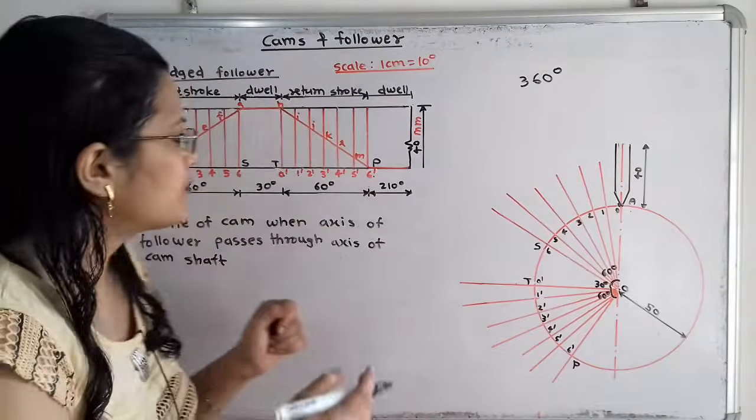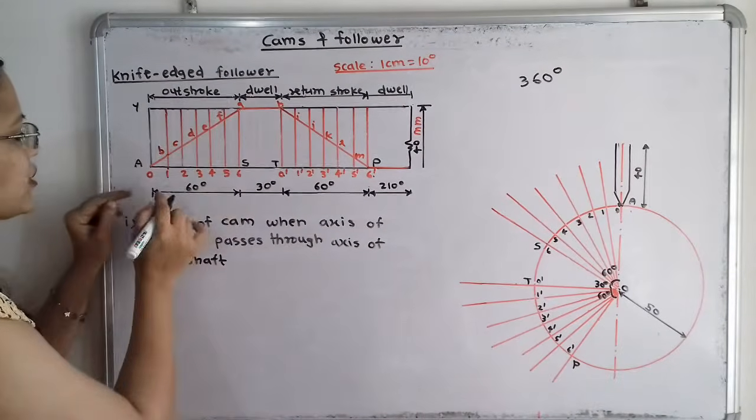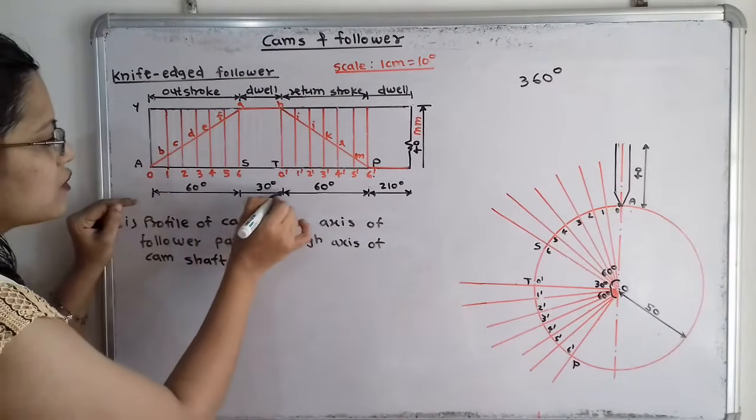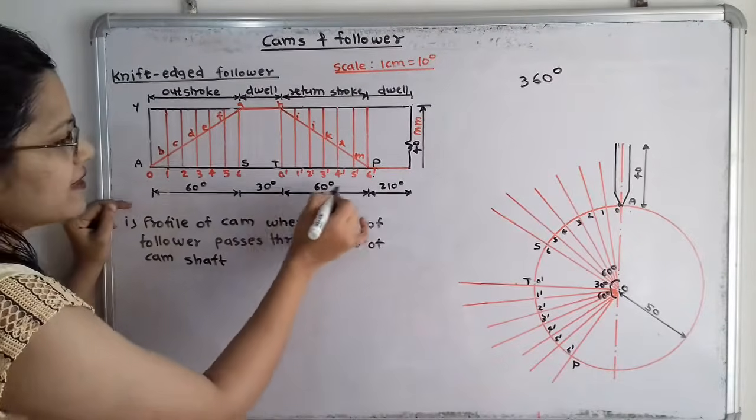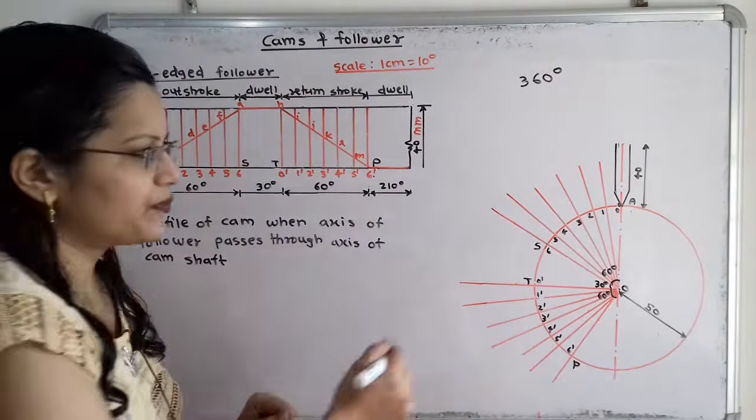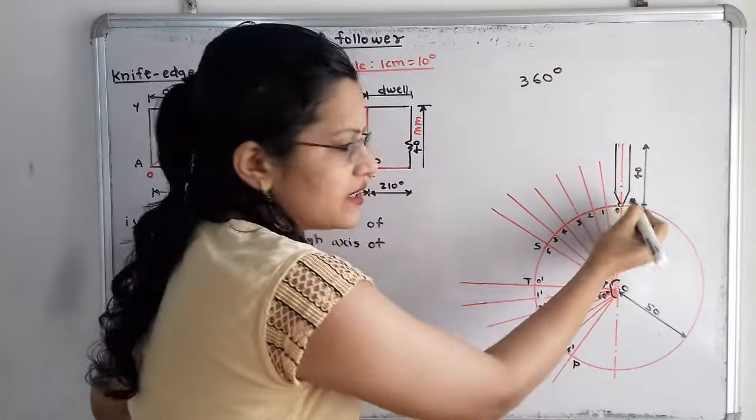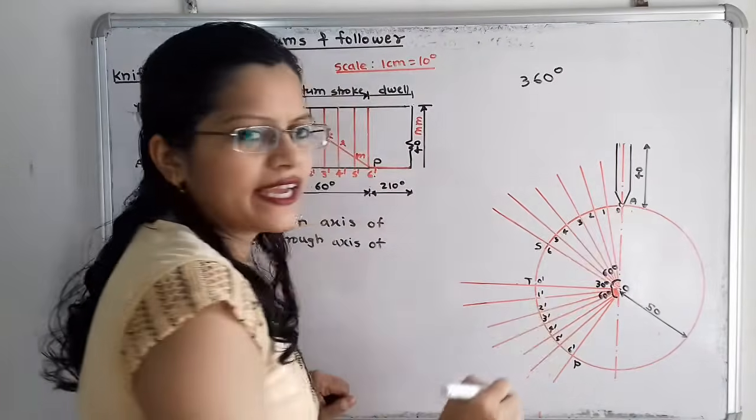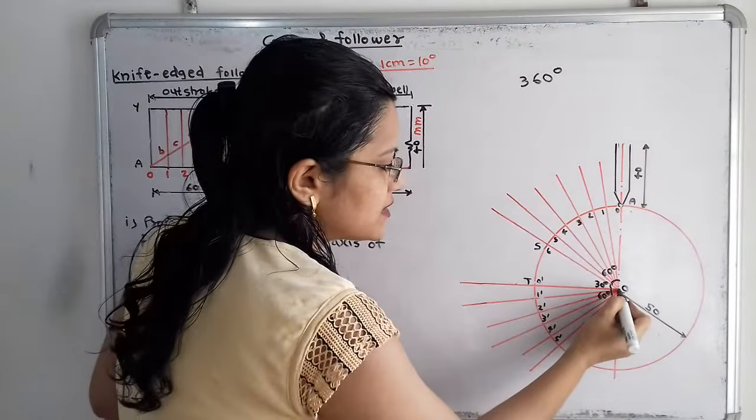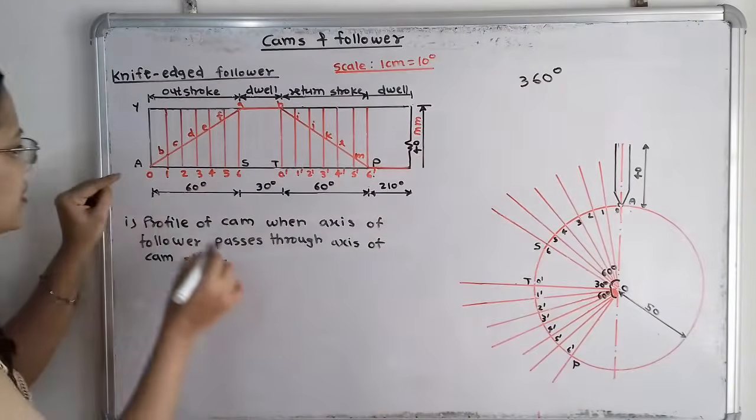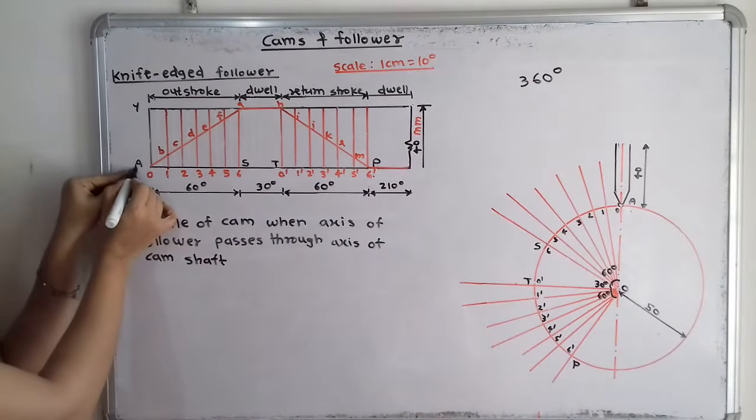If we observe here, the outstroke is for 60 degree, then there is a dwell for 30 degree, and the return stroke is for 60 degree. Now our knife edge is at this point A. This is the center O, and initially the knife edge is at point A.